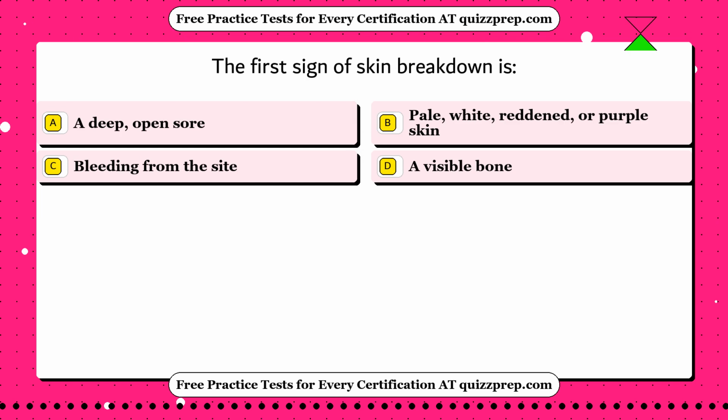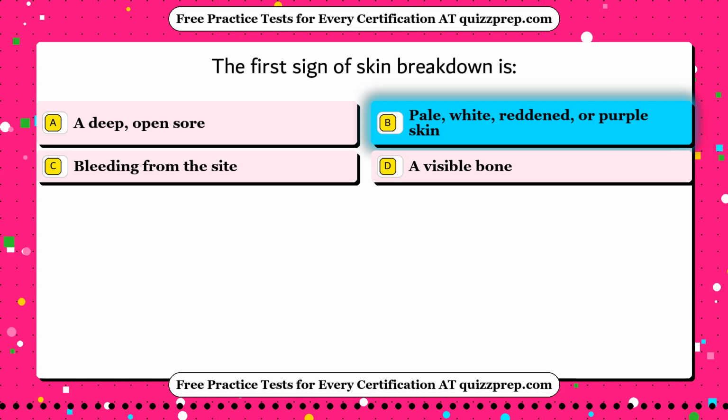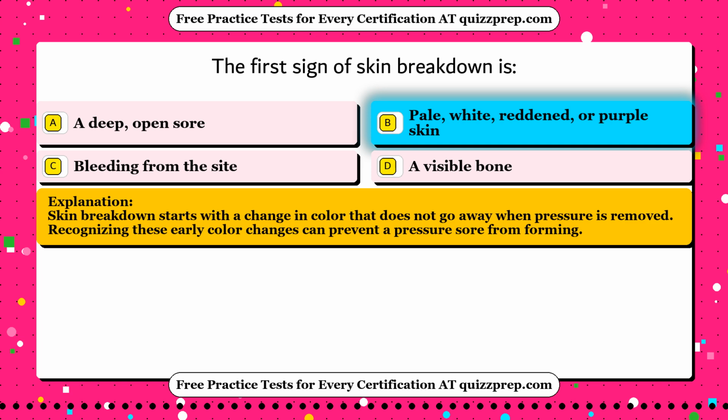Question 51. The first sign of skin breakdown is: Option A, a deep, open sore. Option B, pale, white, reddened, or purple skin. Option C, bleeding from the site. Option D, a visible bone. The correct answer is option B, pale, white, reddened, or purple skin. Skin breakdown starts with a change in color that does not go away when pressure is removed. Recognizing these early color changes can prevent a pressure sore from forming.